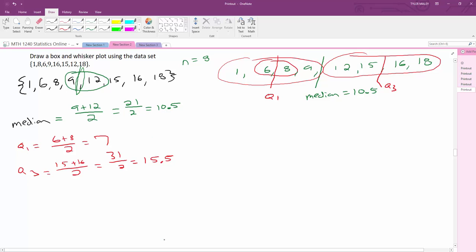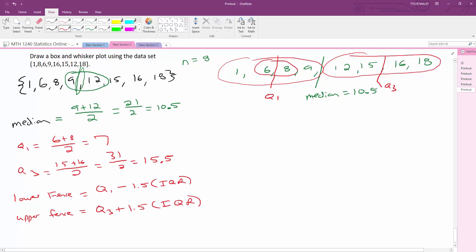So then from here, what I would want to do is find my lower and upper fence. So remember, my lower fence is going to be Q1 minus 1.5 times the IQR. And the upper fence is going to be Q3 plus 1.5 times the IQR. So what we're trying to do here is identify if we have any outliers, right?